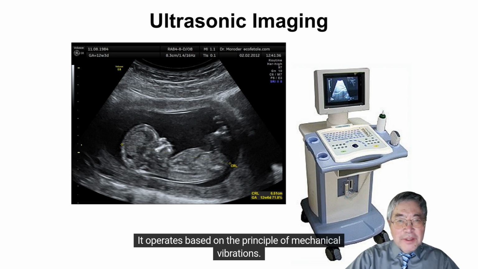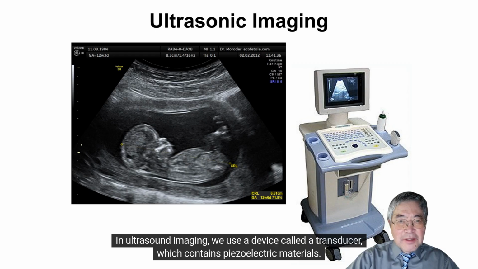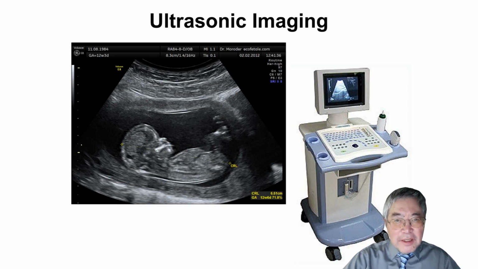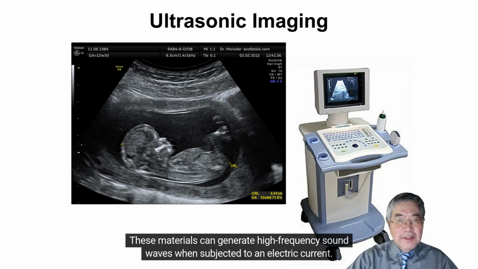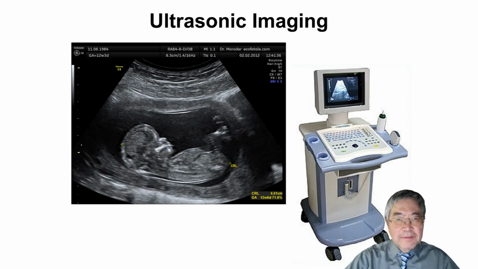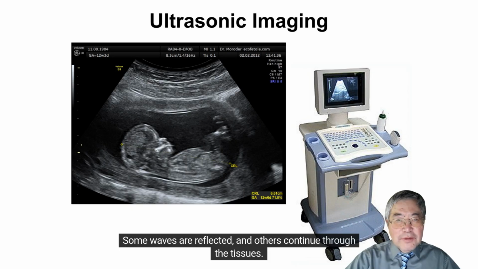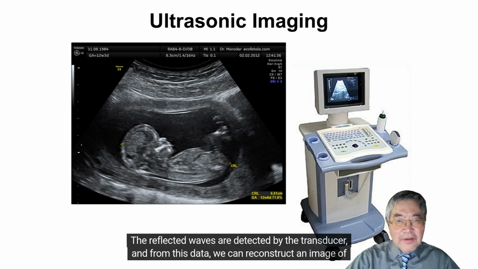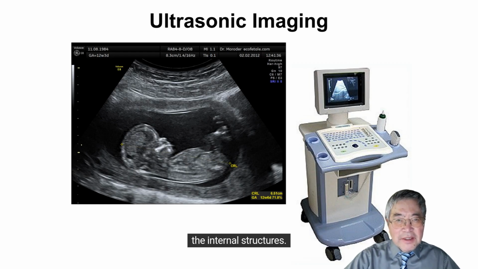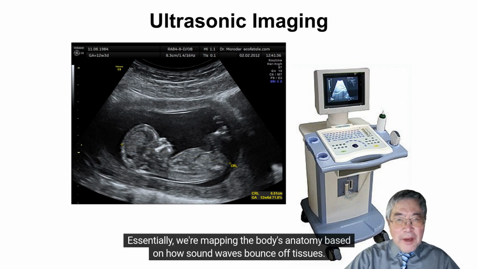It operates based on the principle of mechanical vibrations. In ultrasound imaging, we use a device called a transducer, which contains piezoelectric materials. These materials can generate high-frequency sound waves when subjected to an electric current. These sound waves are then sent into the body. As the sound waves travel through tissues, they interact with various structures inside the body. Some waves are reflected and others continue through the tissues. The reflected waves are detected by the transducer, and from this data, we can reconstruct an image of the internal structures. Essentially, we're mapping the body's anatomy based on how sound waves bounce off tissues.